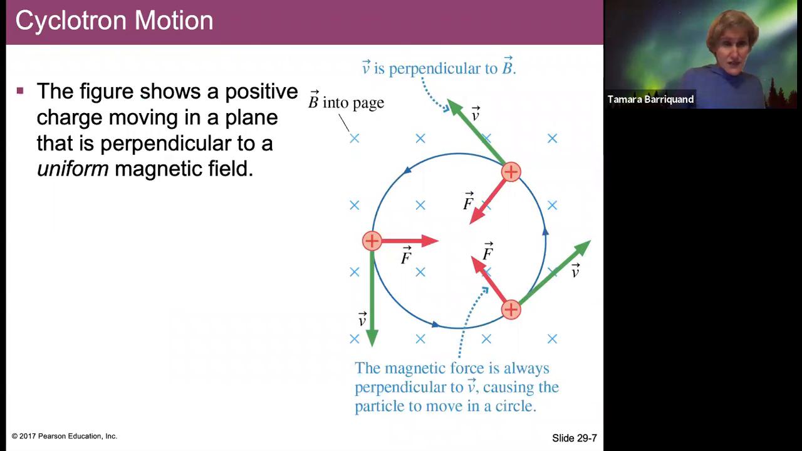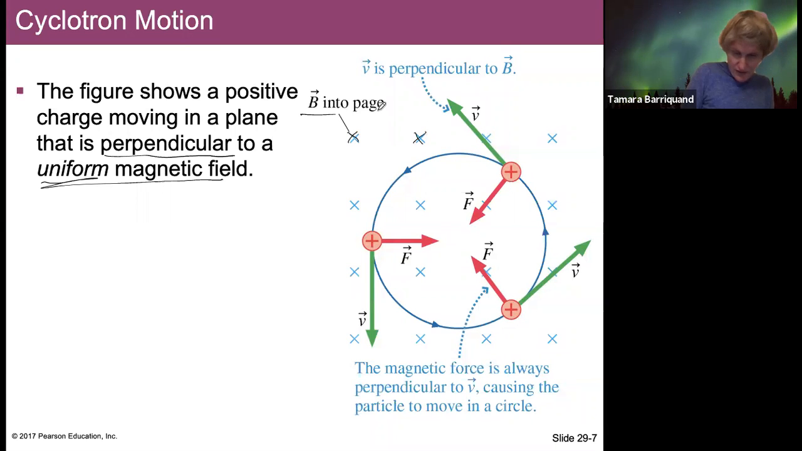So here, this figure shows a positive charge moving in a plane that is perpendicular. V is perpendicular to a uniform magnetic field, so the magnetic field is not changing. Here is our magnetic field. It is into the screen, and it is uniform. Let's look at the first V that we have right here. V is perpendicular to B, completely perpendicular. So in this case, it's moving in this direction. If we take our fingers, put them in the direction of V, and curl them into the page, we see that our thumb points down and to the left.